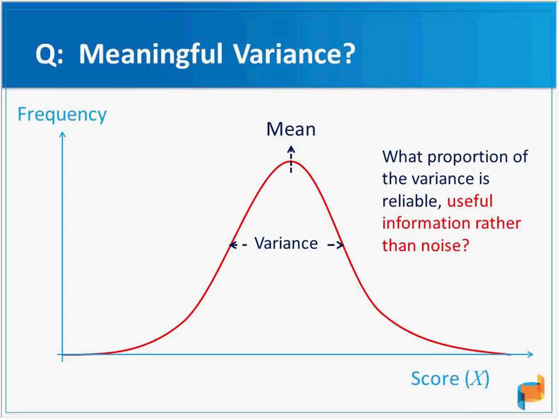So one of the first questions we want to ask about our data in our journey towards understanding validity is, how much of the variance represents reliable, useful information about participants versus noise? That is, data that are extraneous or unrelated to what you're trying to measure. This is otherwise known as measurement error.